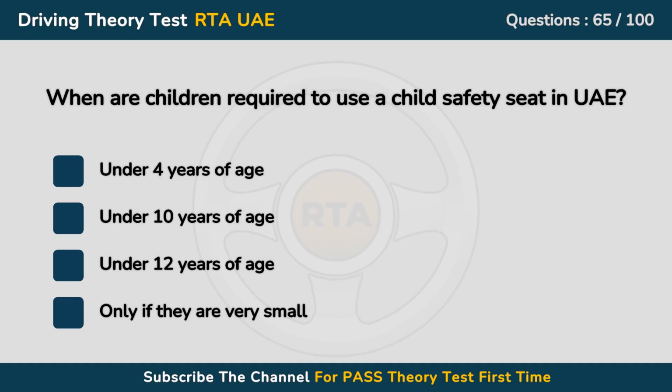Question 65. When are children required to use a child safety seat? A. Under 4 years of age. B. Under 10 years of age. C. Under 12 years of age. D. Only if they are very small.